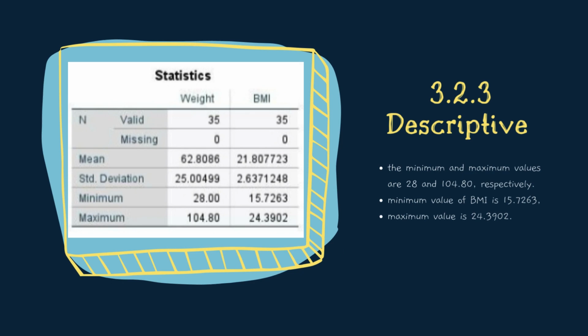For descriptive statistics, as shown in the table above, the minimum and maximum values for weight for students of the science faculty are 28 kg and 104.8 kg respectively. Hence, the minimum value for BMI in the science faculty is 15.7263, while the maximum value is 24.3902 kg per meter square.